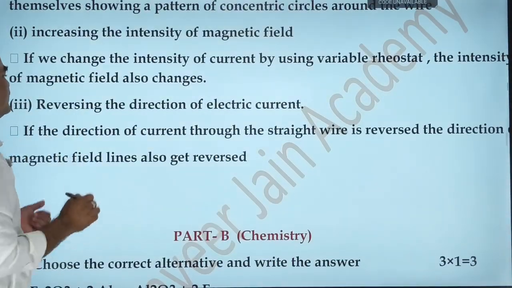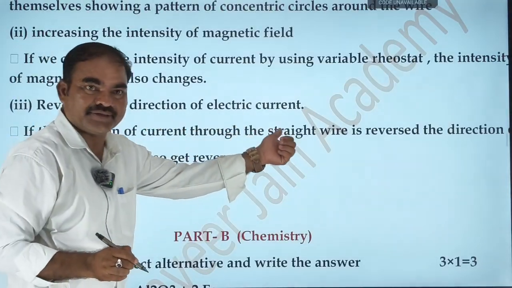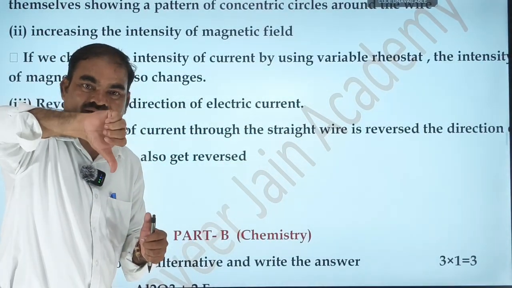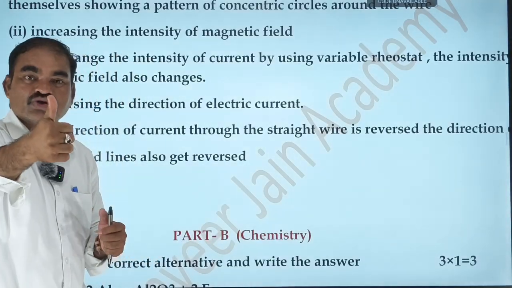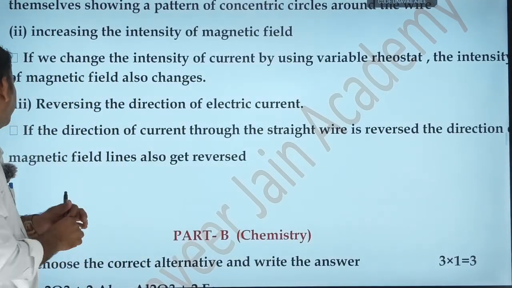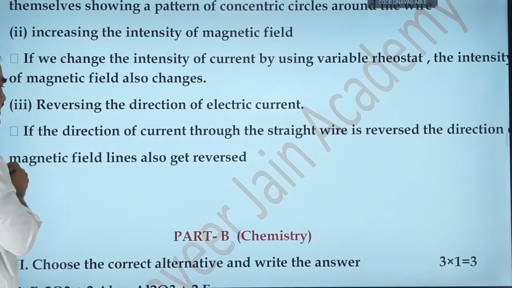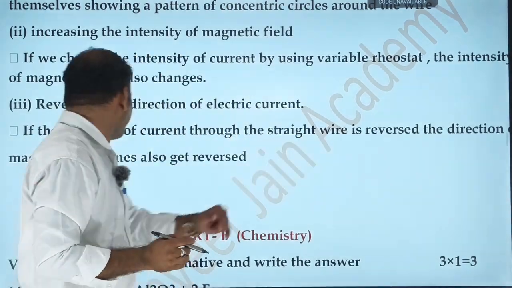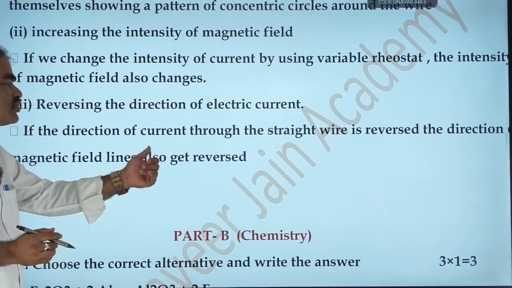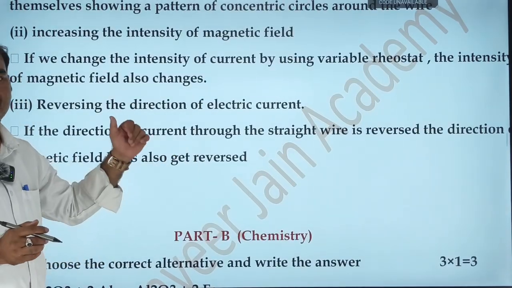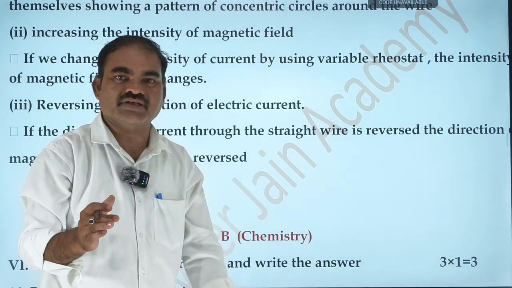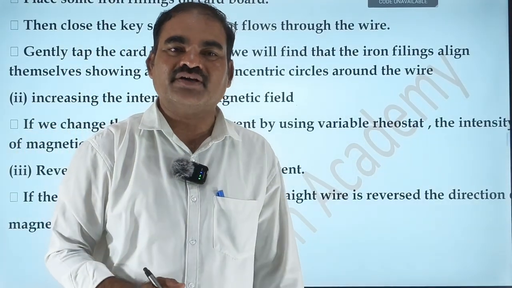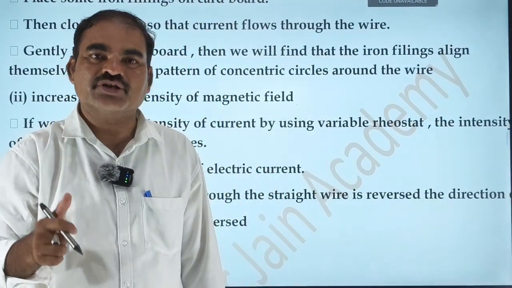And coming to the third one, reversing the direction of the current. What happens? I told you, once it is upside and once it is downside. This thumb shows the direction of the current here. If the direction of the current through the straight wire is reversed, the magnetic field lines also get reversed. Okay, so this is all about the SA1 model question paper of physics.